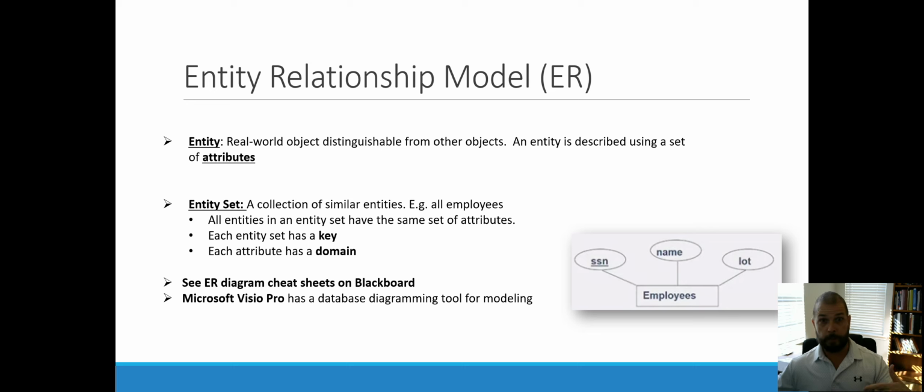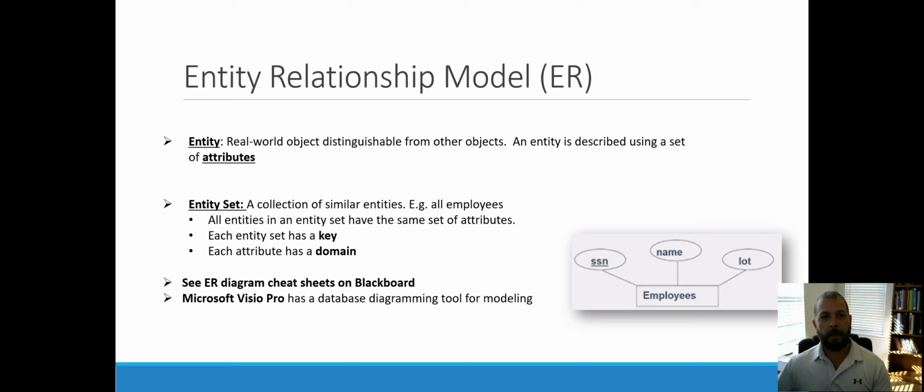Which would be like 1, 2, 3, 4, 5, right? But they can also be an attribute that is unique in itself. So we all know that a social security number is unique to an individual and therefore should not be the same across any one of our employees. And so here I can just say, hey, I'm going to use the social security number as that unique identifier. That becomes the key for my employee entity.